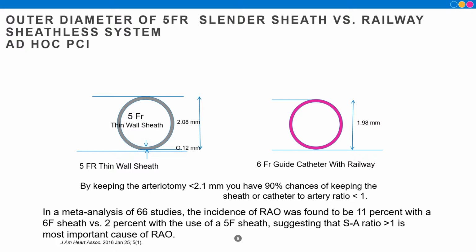After completing the diagnostic procedure, if I am going to do intervention, I prefer to do it with a 6 French guide catheter, as the majority of operators across the world like to use a 6 French guide catheter. Similarly, I want to use a 6 French guide catheter for my PCI in the majority of patients. And the outer diameter of a 6 French guide catheter is 2 millimeter.